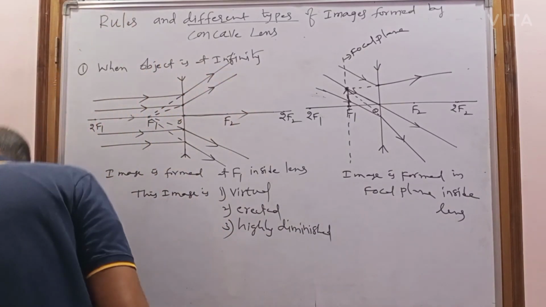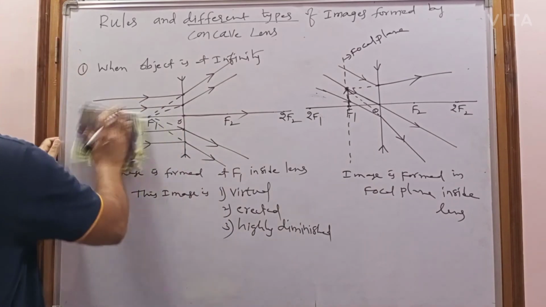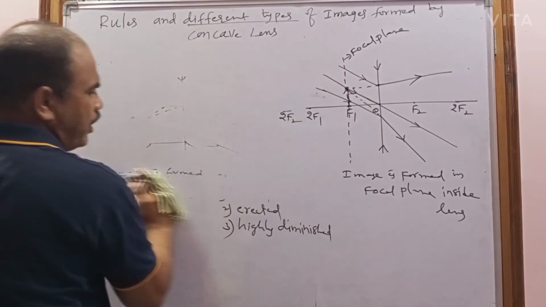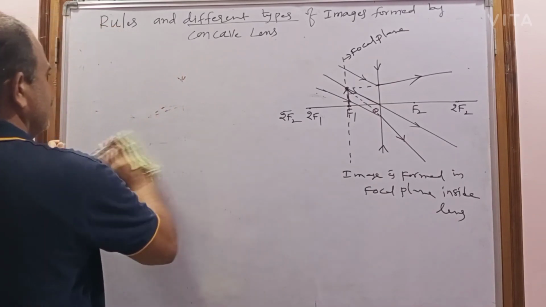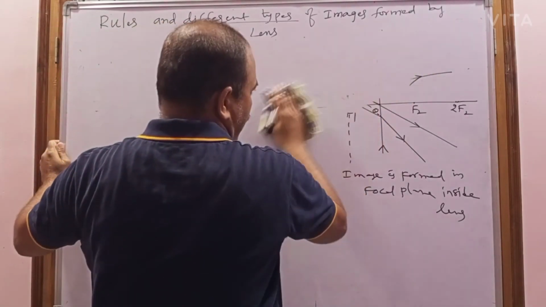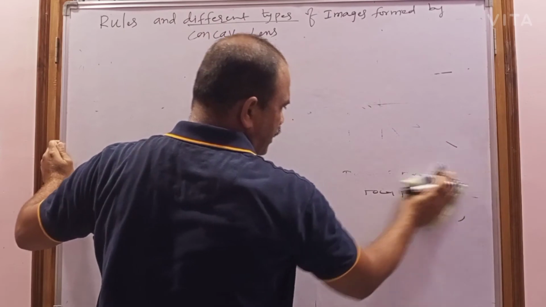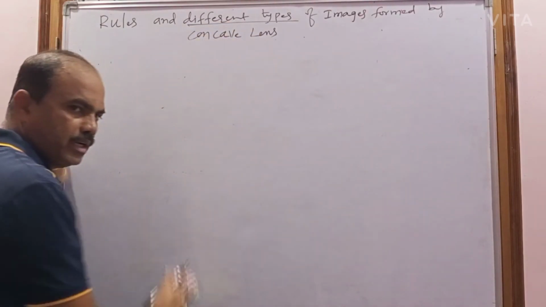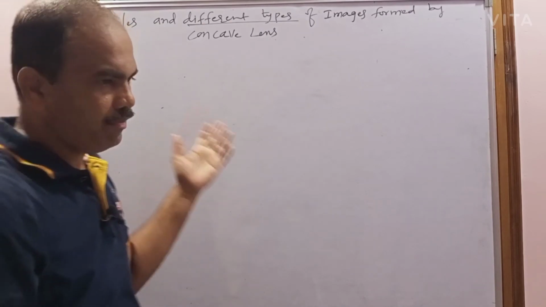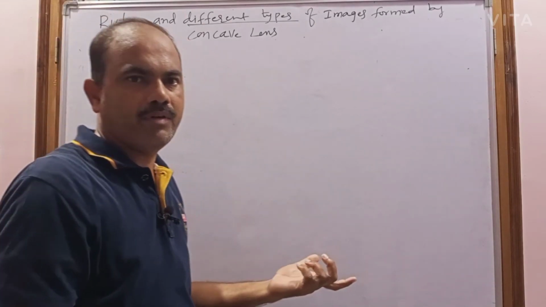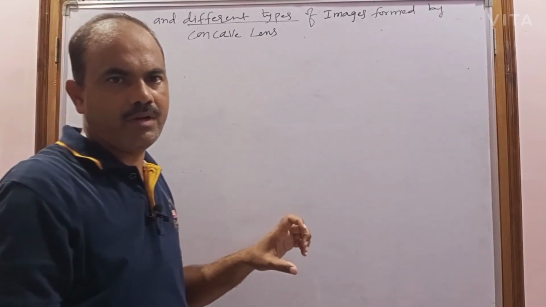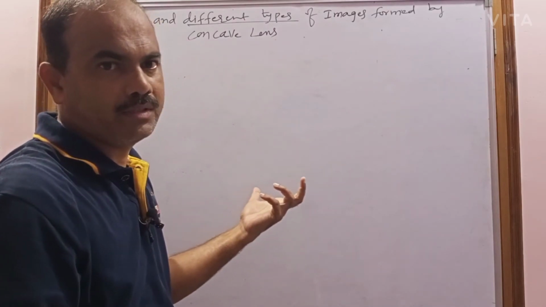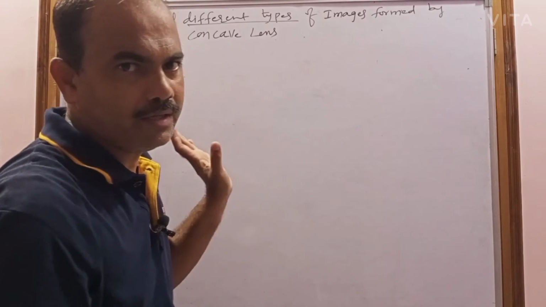Now coming to the second case, when the object is at any point on the principal axis. For a convex lens, it could be beyond 2f1, at 2f1, between f1 and 2f1, at f1, or between the optic center and focus. So that cannot be here.